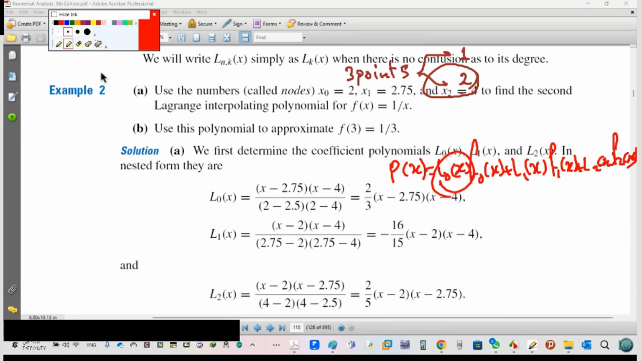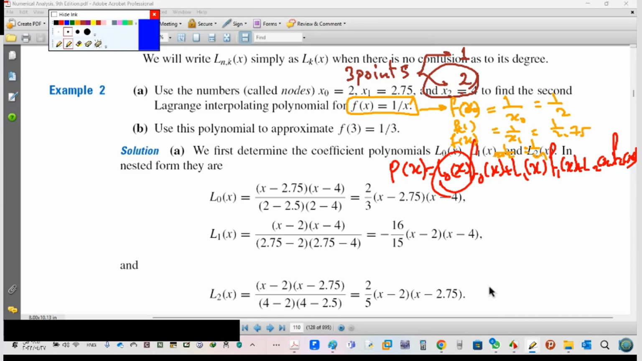What is L0? It's a question. Do we have f here? No, but we have the formula, as I told you before. So I can find f0, f1, f2. f0, starting from 2, is 1 over x0, so it's 1 over 2. Then 1 over x1, 1 over 2.75. Another one is 1 over x2, that means 1 over 4. It's finished. Now, how can we find L0?